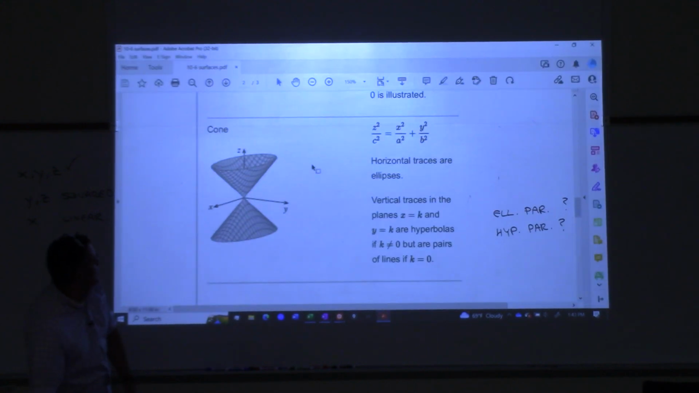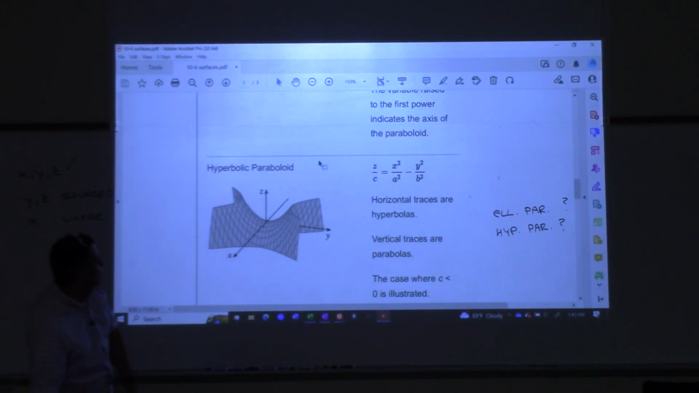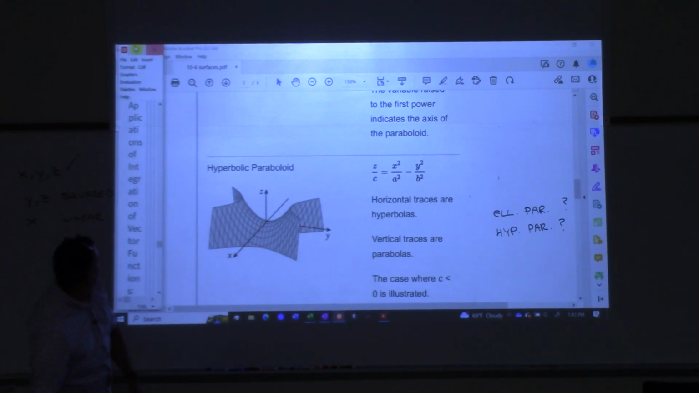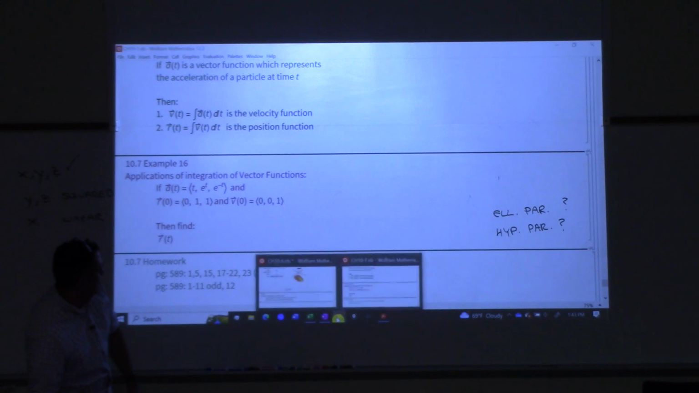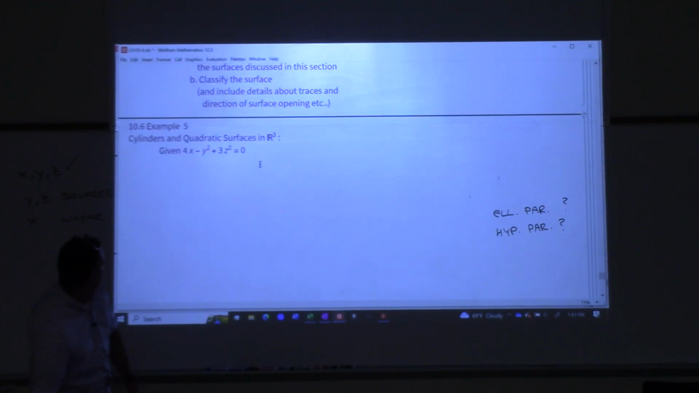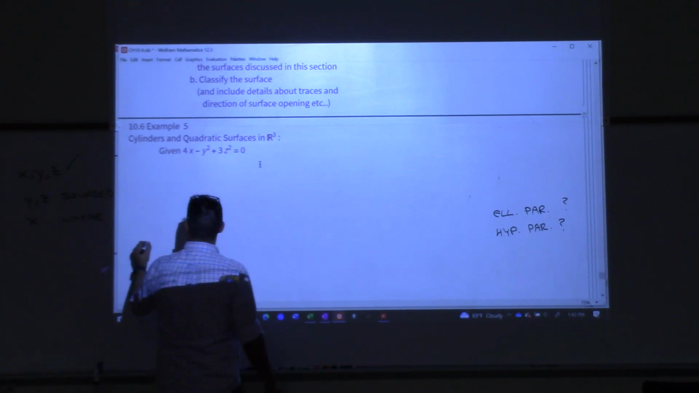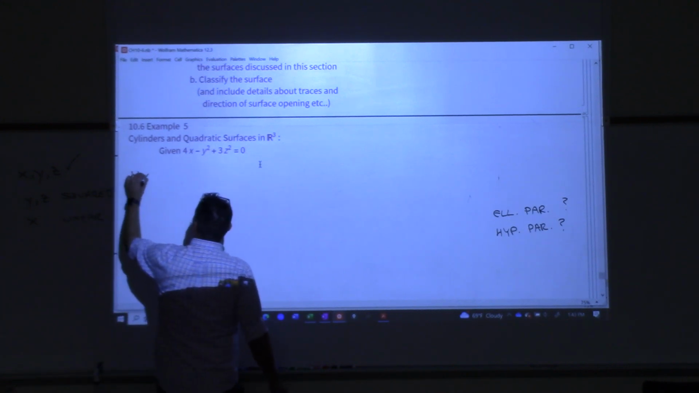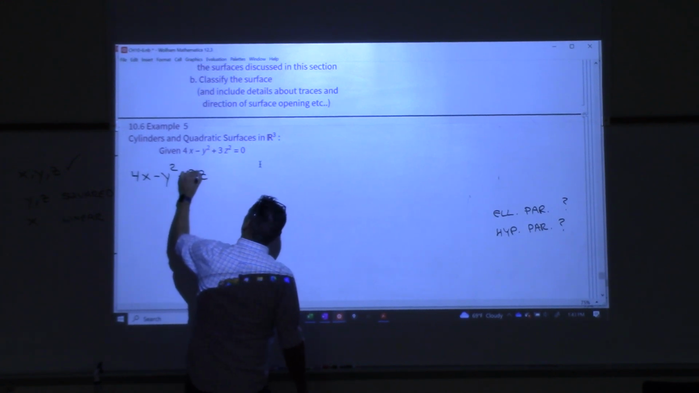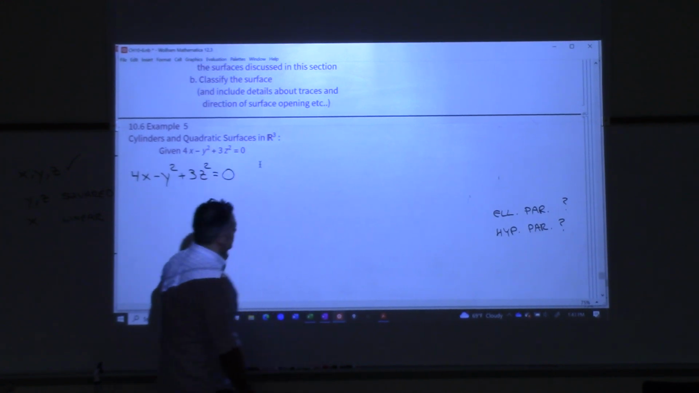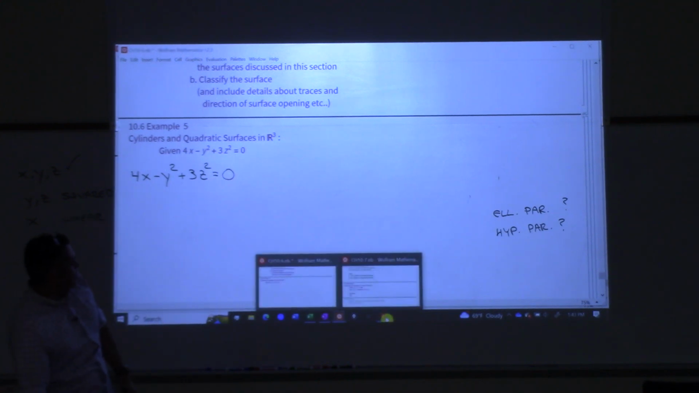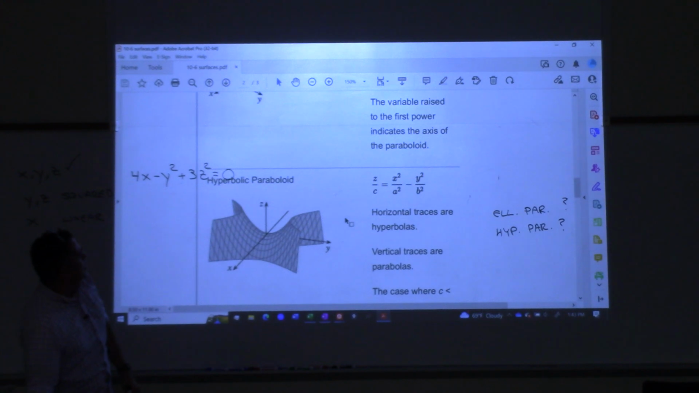This one might be a little bit easier. This is the one that's out of the book, but I need to write the equation down. Ooh, wrong one. Let me write the equation down: 4x minus y squared plus 3z squared equals 0. All right, that's what I'm working with there.